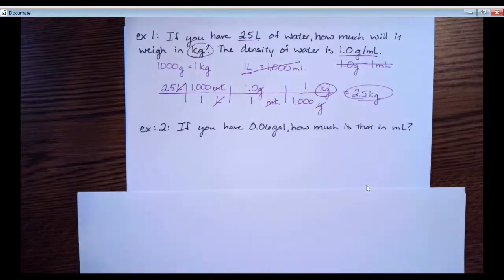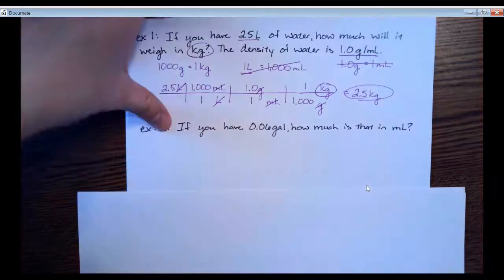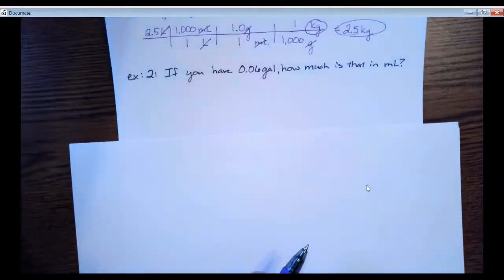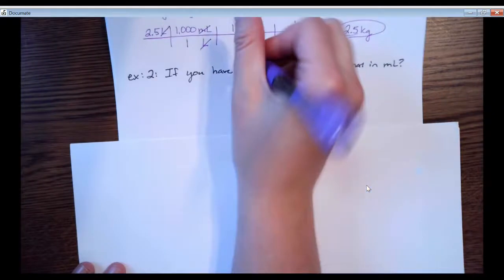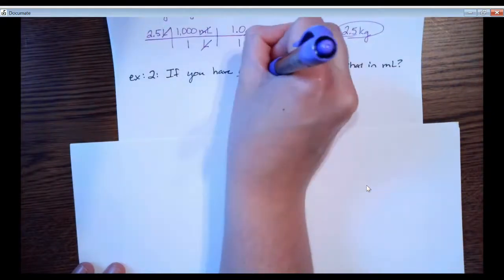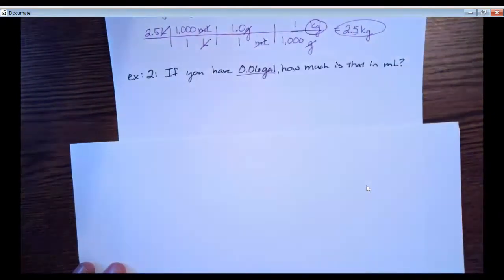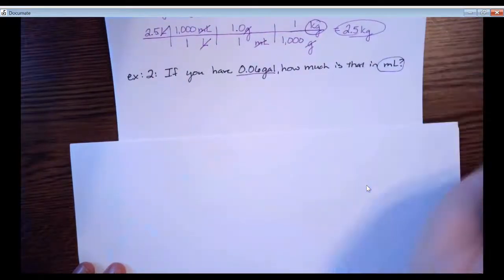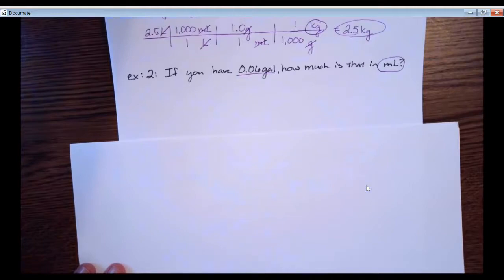Okay, if you have 0.6 gallons, how much is that in milliliters? Okay, so if I go ahead and set up my problem first, I'm going to underline what I'm given, which is 0.6 gallons, and I'm going to circle the thing I am being asked to find, so what unit. And if I pause for a second, I want to think about some conversion factors. I'm going to need to get from gallons over to metric something.